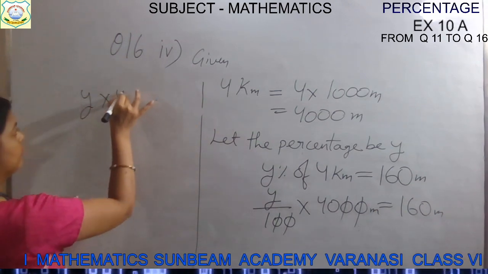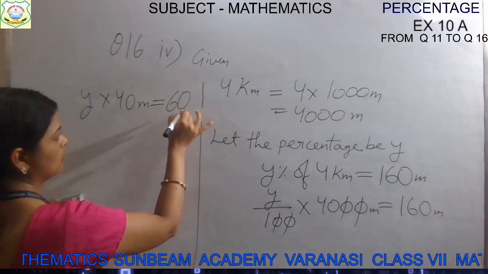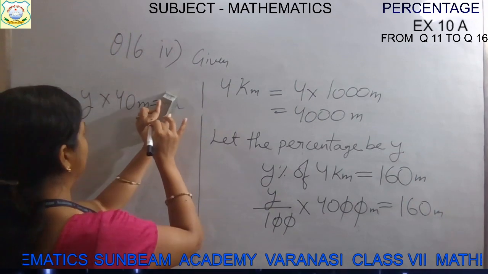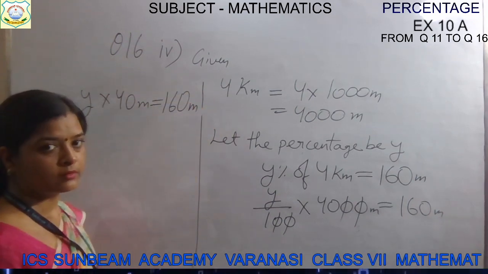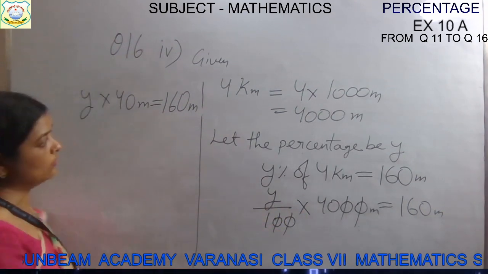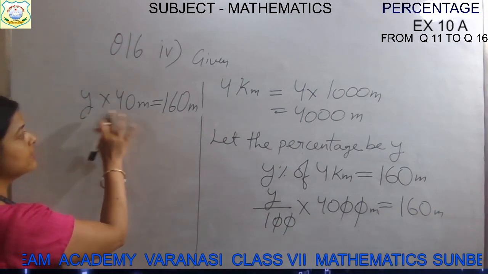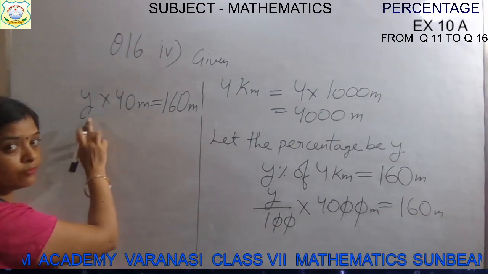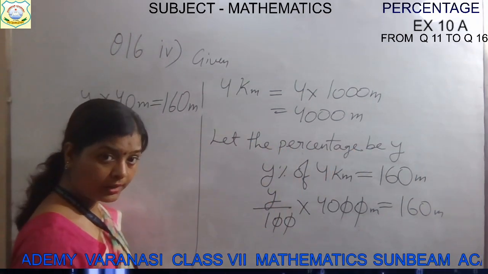Y into 40 meter is equal to 160 meter. Y into 40 meter is left in the numerator, and on that side 160 meter is already there. Now with y, 40 is in multiplication and we have to find y. We have to find the percentage that we have taken as y.